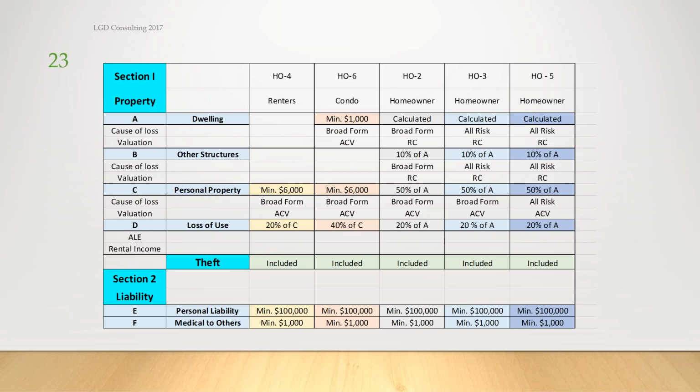But there typically wouldn't be an other structure. Right? You don't own the carport. That's usually covered by the condominium association. Right? So these are some types of coverages.